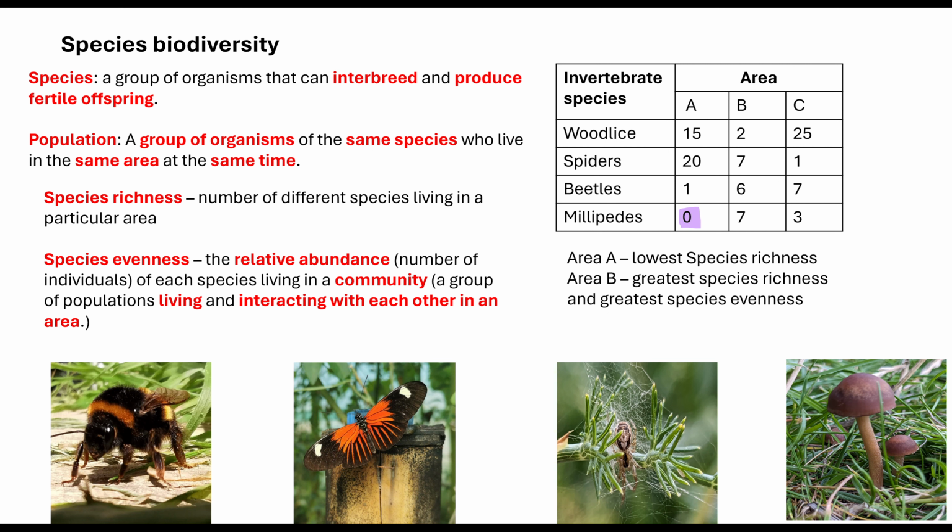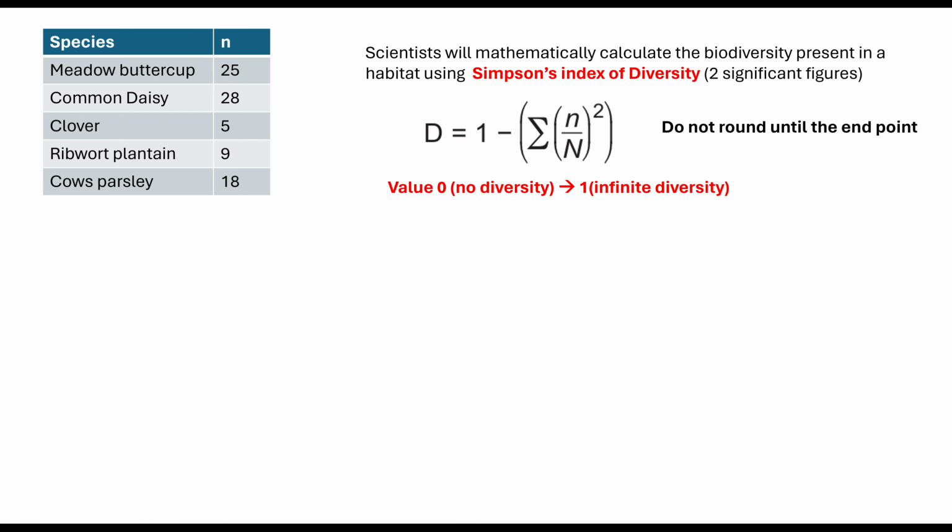If we were comparing area B and C, we would identify that they have the same species richness, but area B has a greater species evenness. So it is important that you do identify and really scrutinize if you are given a table of results and looking at species biodiversity.